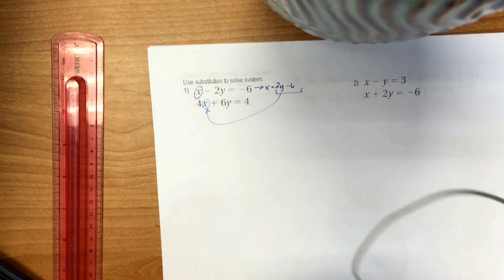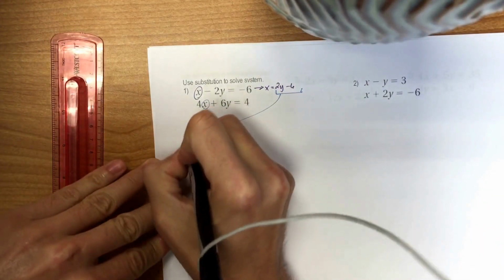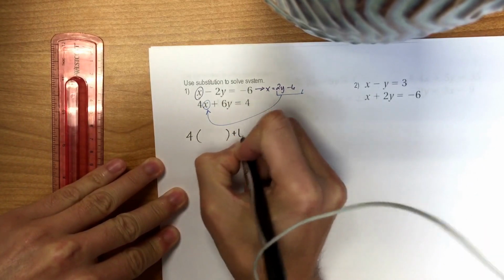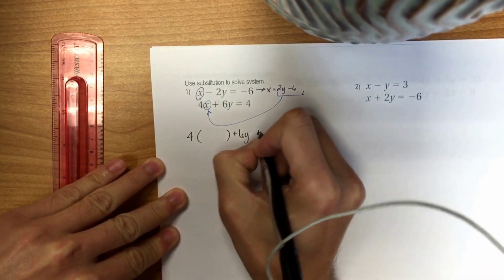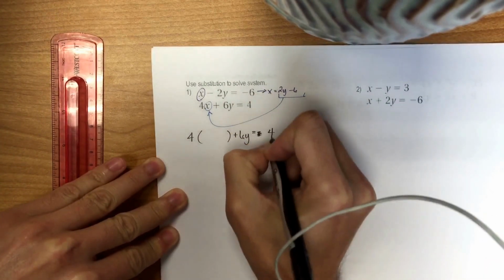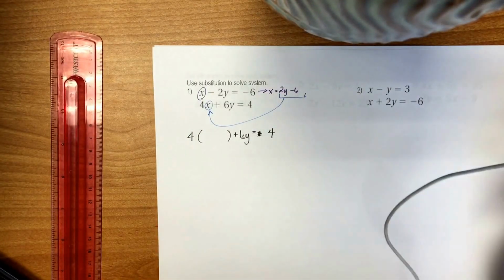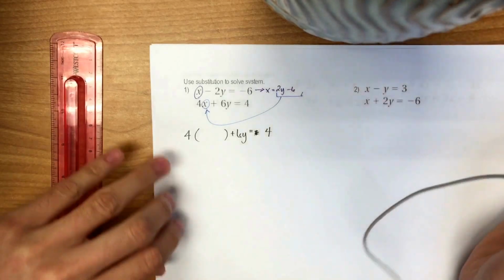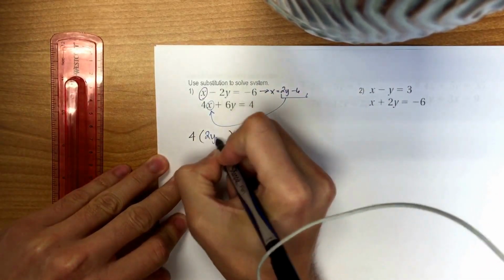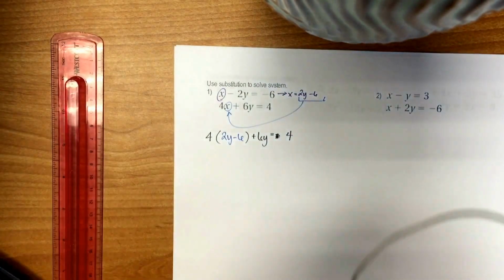Now, when I plug it in, everything in that original equation stays the same. The only thing that's going to be different is that I am going to replace the x that's in the equation with the expression we just found here. So I'm going to put 2y minus 6 in for the x. Now, why does substitution work?